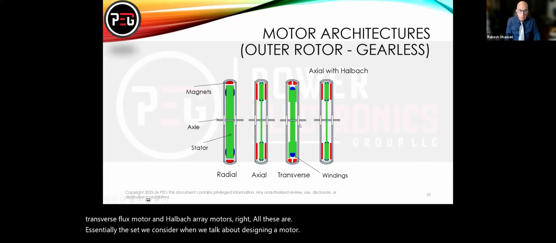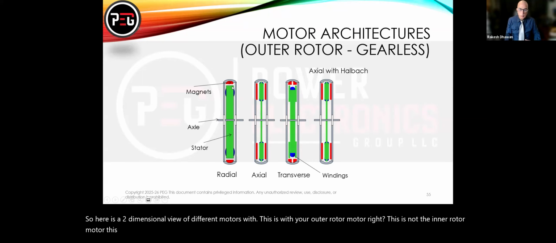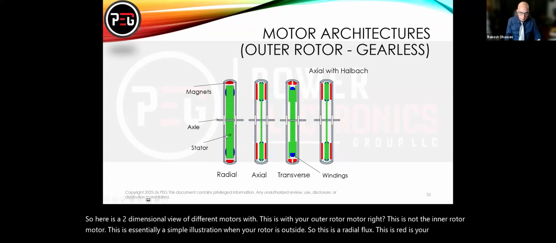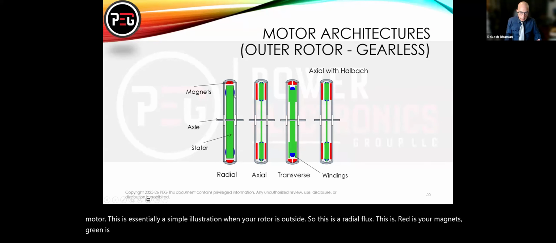So here is a 2-dimensional view of different motors. This is with your outer rotor motor, right? This is not the inner rotor motor. This is essentially a simple illustration when your rotor is outside. So this is a radial flux. Red is your magnets, green is your stator, and then you have blue as your windings, right? So this is the outer rotor motor.